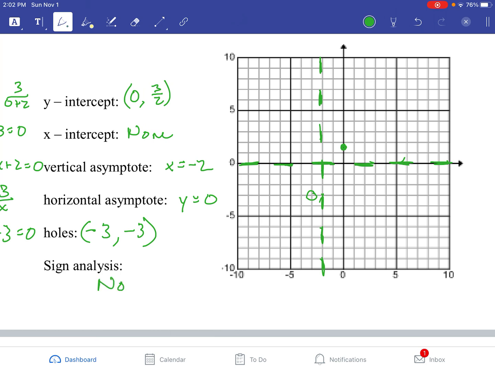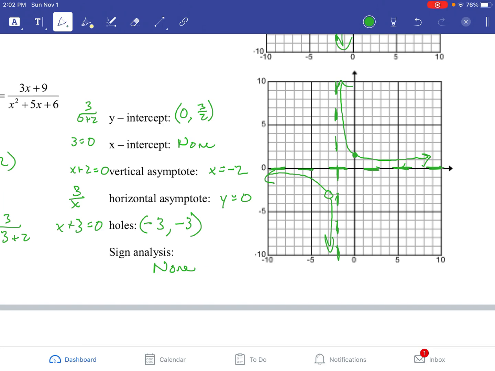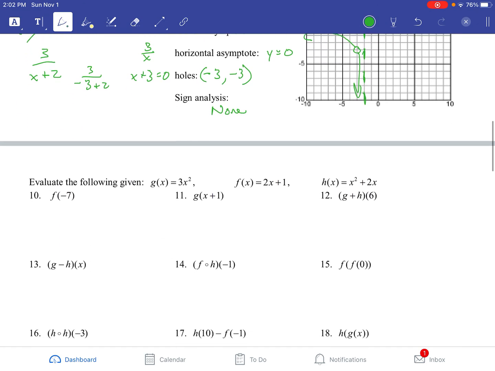Now, for sign analysis, we don't need one because we have a point on the right-hand side of our vertical asymptote and a hole on the left. So that's all we need to have to be able to graph our equation. Again, making sure that you have drawn the asymptotes and that the line does not go through your hole. All right, that is the examples for rational functions, graphing them.